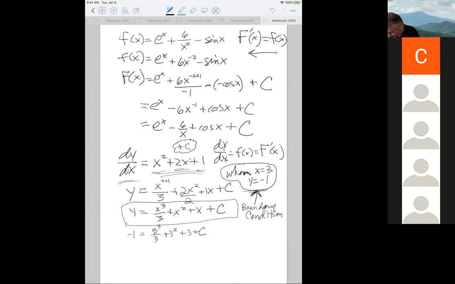So the idea here is let's get everything else on the other side. Let's figure it out first. -1 equals, what is that? 27 over 3 is 9, plus 9, plus 3, plus c. So I've got 18 and 3 is 21. That gives me -22 equals c. Therefore, the answer to a particular solution for this problem is that c equals negative 21. That's not the answer. The answer is the equation with c plugged in as negative 21. So the final answer is actually this.